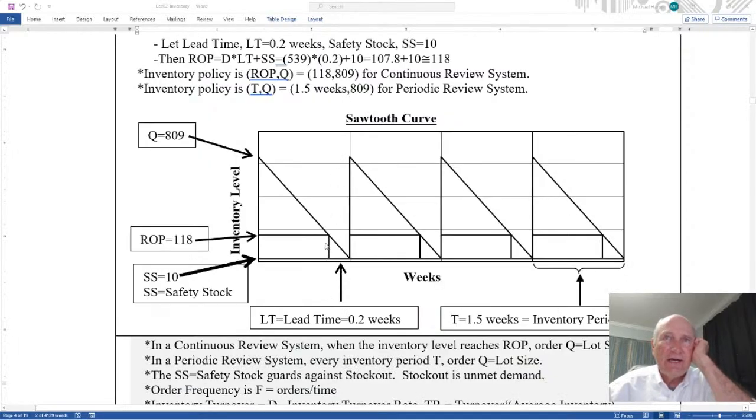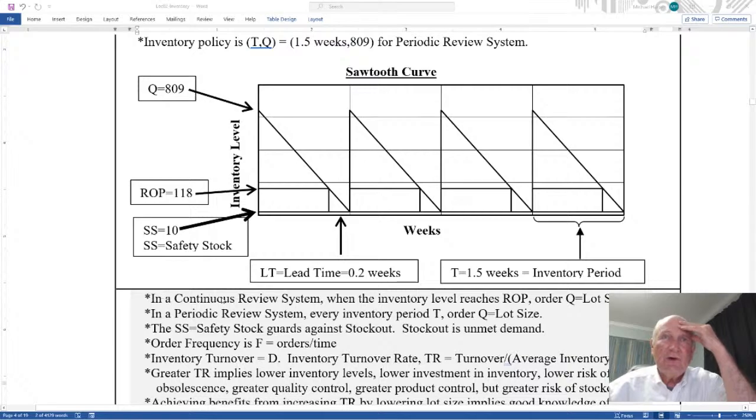Okay, now the time between when I place the order and I receive the order is referred to as my lead time. And the time between orders, I receive an order, receive an order, receive an order, that's my inventory period of 1.5 weeks. When I place an order and receive an order, that's my lead time. Okay. So in a continuous review, here are the takeaways.